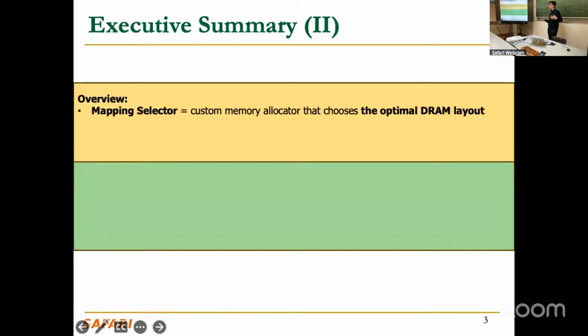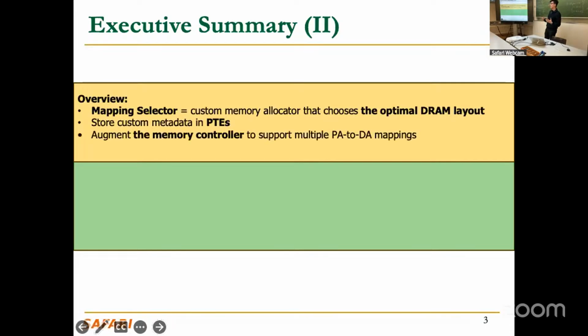The overview of Facil goes like that. They introduce a mapping selector, which is a custom memory allocator that chooses the optimal DRAM layout for each tensor. It also stores some custom metadata in the page table entries. It augments the memory controller to support multiple physical address to DRAM address mappings. And lastly, it keeps the modifications non-intrusive in terms of what we change at the hardware and operating system level by leveraging huge page support.